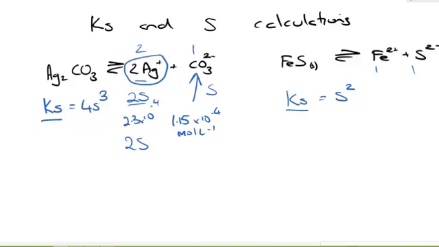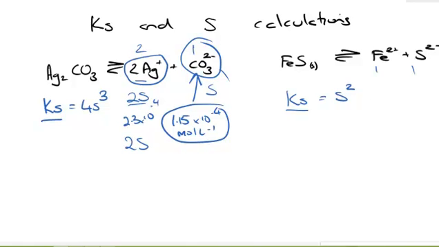Okay, so the second way they can question this is to give you solubility in a different way. They can tell you the concentration of either of these species, and you just have to have awareness, is that concentration the same as S? And if there's only one of them, it will be, and if there's two of them, it's going to be half that concentration. Now on this side it's a little bit easier.